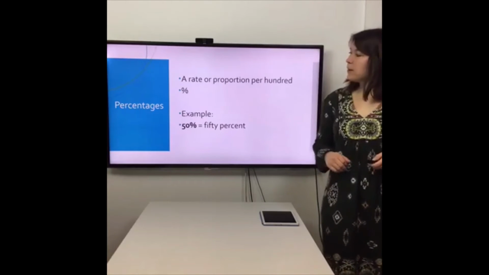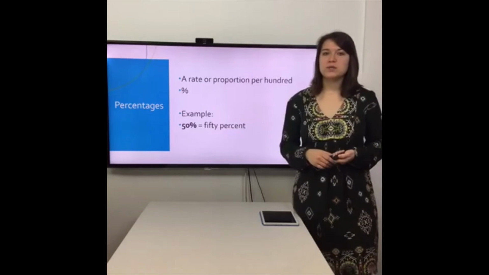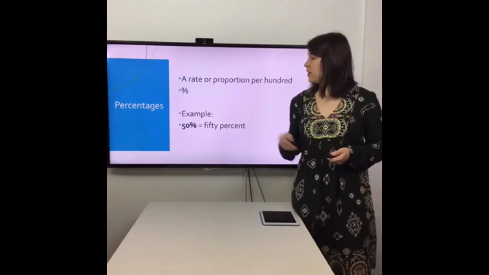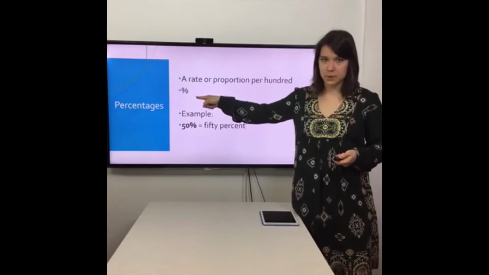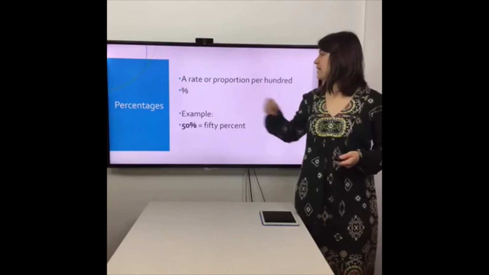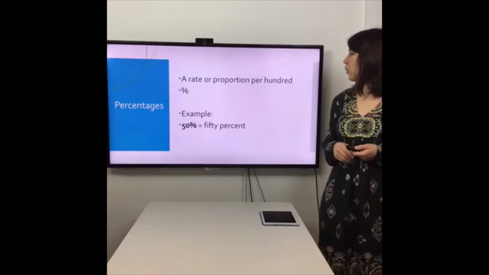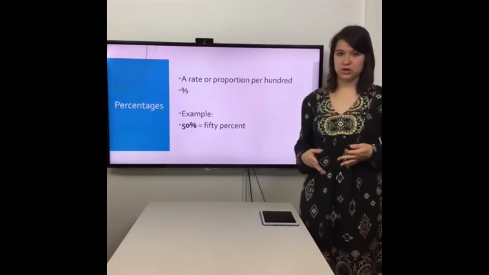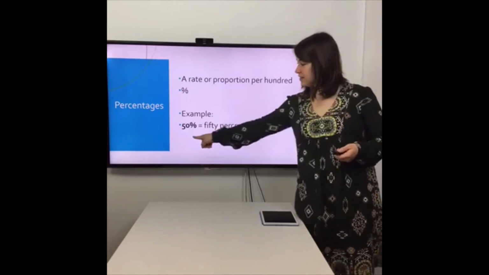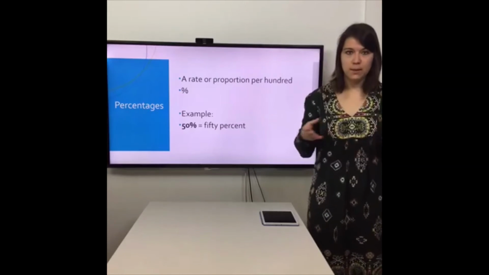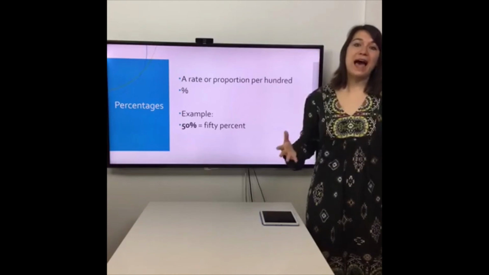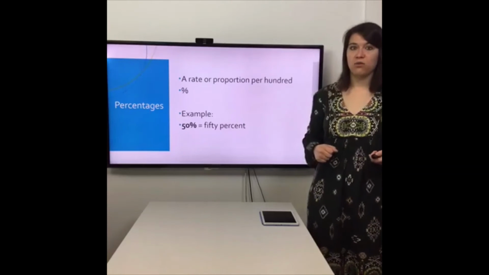Okay, what about percentages? We express them with this symbol. This is a percent sign. So a percent is a rate or proportion per 100. So for example, this number here is 50%. So that represents half, 50% of 100.